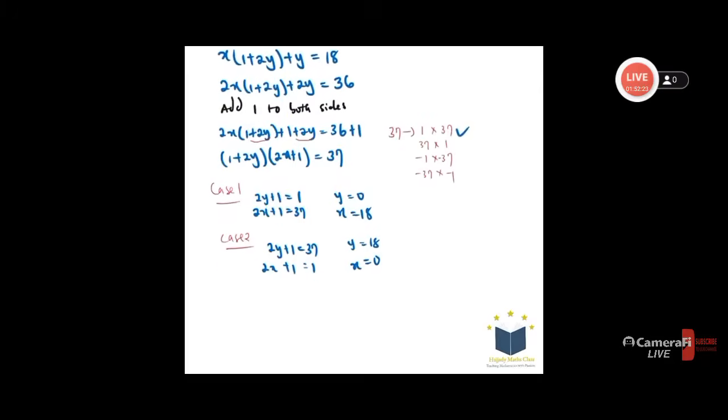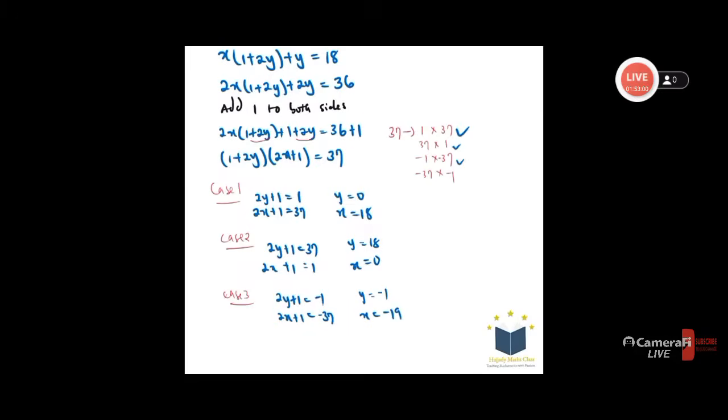So we move straight to case 3. For case 3, we consider the negative part of it. We have 2y plus 1 equals negative 1, and 2x plus 1 equals negative 37. With that, we're going to have y to be negative 1 and x to be negative 19.